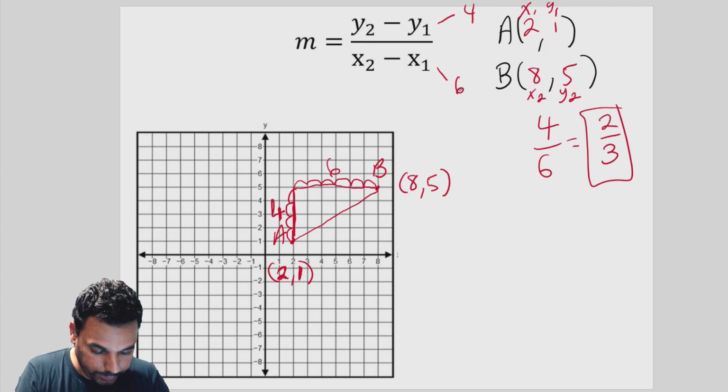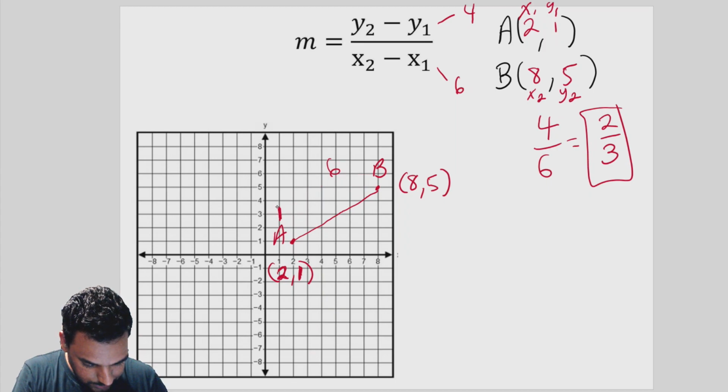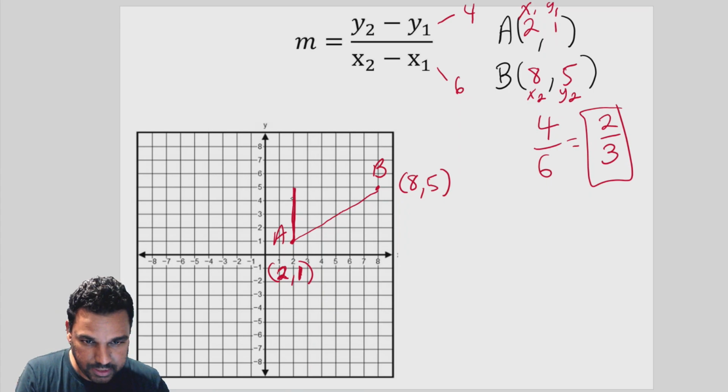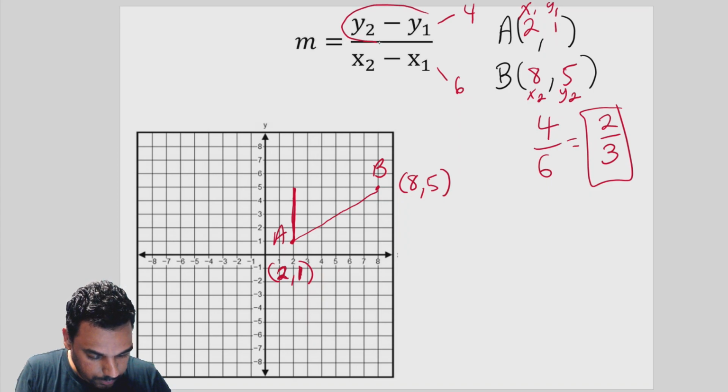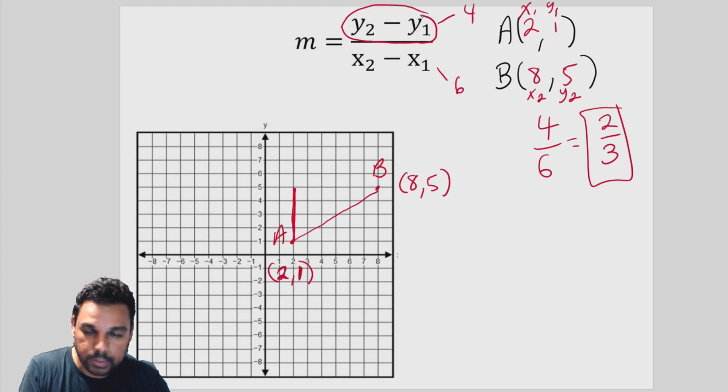That's the whole point. I'm going to erase this, but you have to remember which number goes where. Now remember, we counted the distance to go from A up until the same level as point B. That's the difference in y's. That's the change in y's. That's why when you subtract the y's, you're taking the difference of the y's.